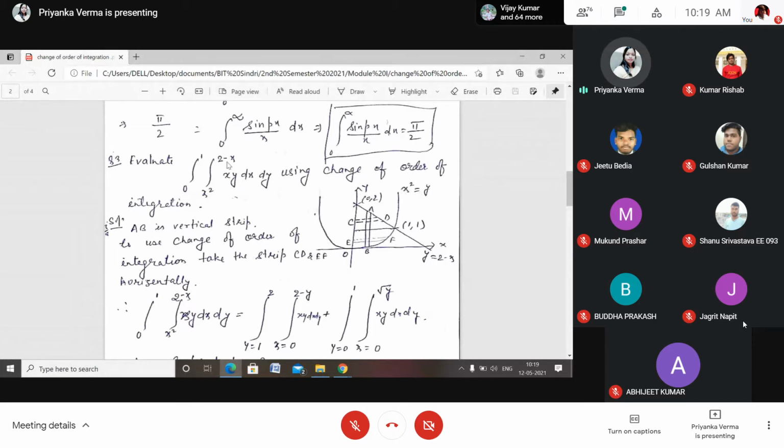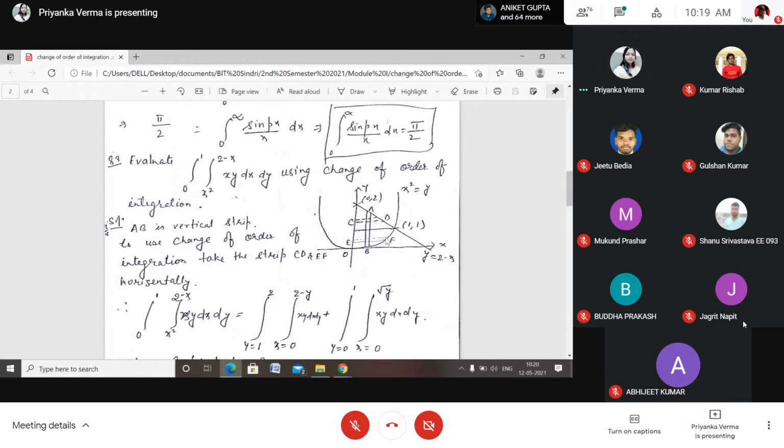Then the upper limit is y equal to 2 minus x. That means it is the equation x plus y equal to 2, and it is represented by this line, x plus y equal to 2. So the limits become y equal to x square to y equal to 2 minus x, and then x equal to 0 to 1. That means the region covered by this integral is here.